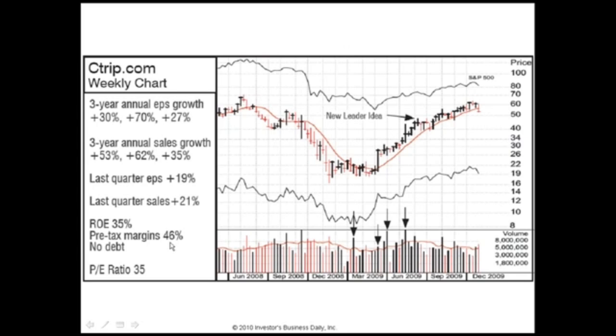And we may have 50 names on a list, but there will probably be 2, 3, or 4 that are real leaders, and you've got to learn to recognize those and all the fundamental characteristics as well as the technical things. Now, the last one on our list is Express Scripts.